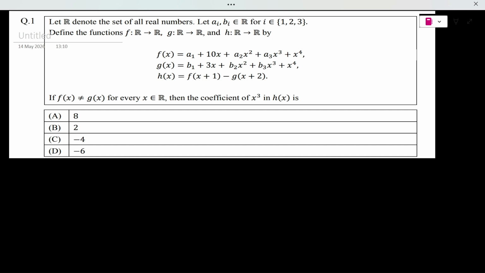So this is the question from JEE Advanced 2025 paper 1. This is the question mainly on the relation between functions. Mainly on functions. So let us go through the question.